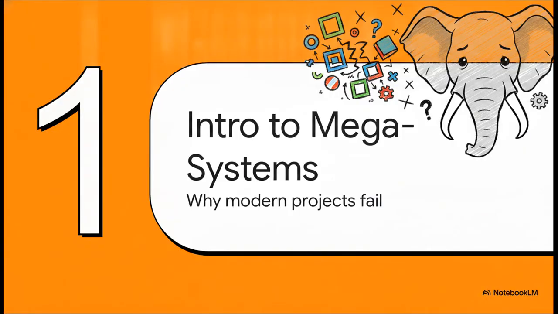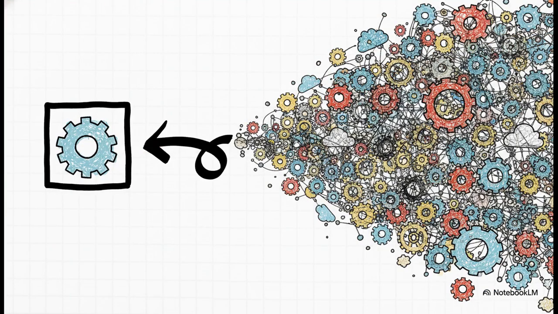Okay, part 1. Introduction to megasystems, and really, the big question of why modern software projects still manage to fail. So think about it. The progress we've made in software engineering over the last 50 years has been, well, it's been absolutely astonishing. Since the 1960s, our technical skills, our programming languages, our developer tools, they've all evolved dramatically. And yet, despite all this incredible progress, large projects still run late, they blow past their budgets, and sometimes they just fail completely.